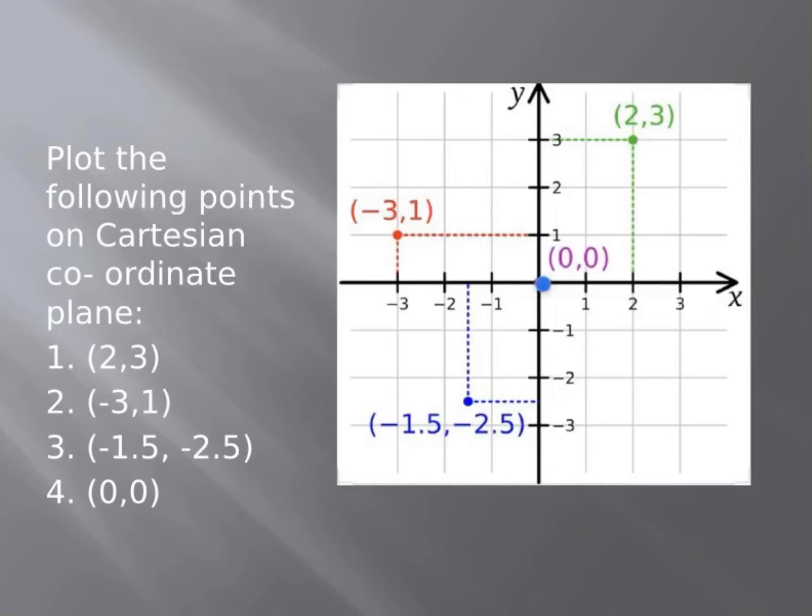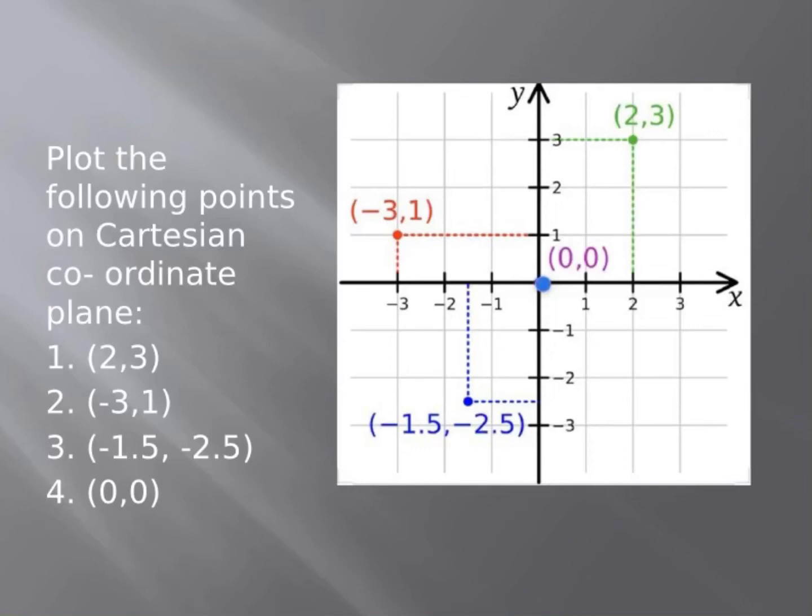So you have to draw a straight line from minus 1.5 towards minus 2.5, that is towards OY dash, that is in the downward direction, and from minus 2.5 towards minus 1.5, that is towards OX dash direction. And you can see that they both are meeting each other at a point which is the coordinate of the point, that is minus 1.5 and minus 2.5.